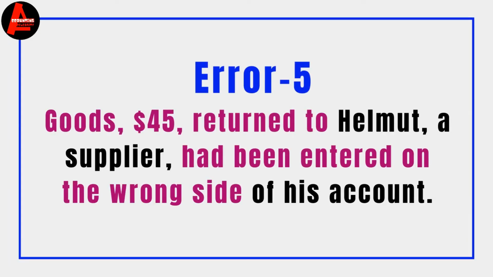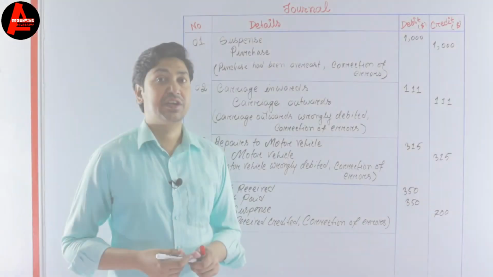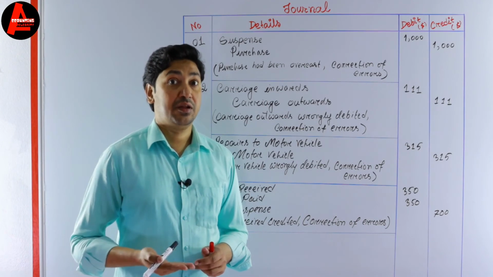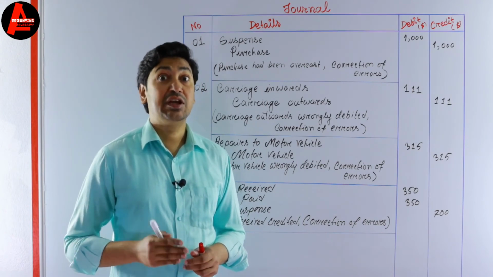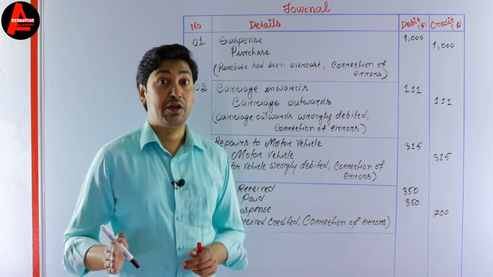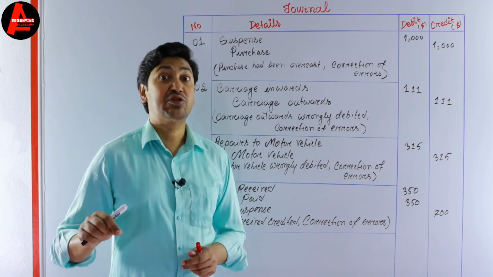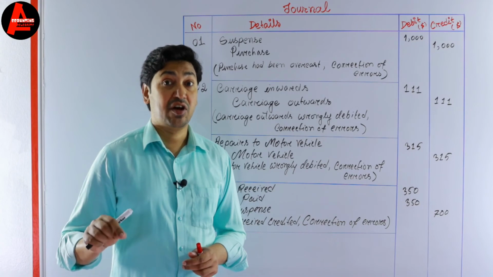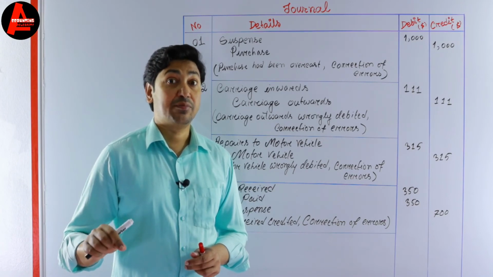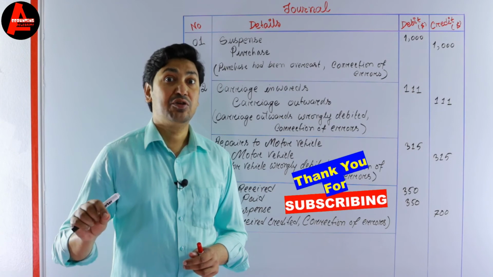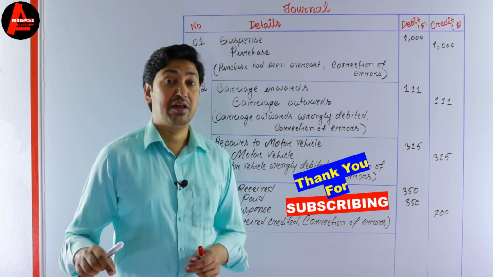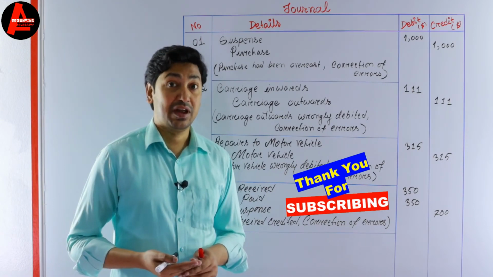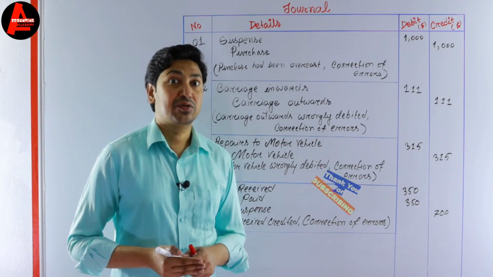Goods $45 returned to Helmet, a supplier, had been entered on the wrong side of his account. So when we return goods to someone, here it is Helmet, Helmet will be debited, because he is a receiver. But mistakenly, he is credited. So here it is written that wrong side. That means he was supposed to be debited, but he was credited. So now to rectify, Helmet will be debited and the suspense account will be credited.